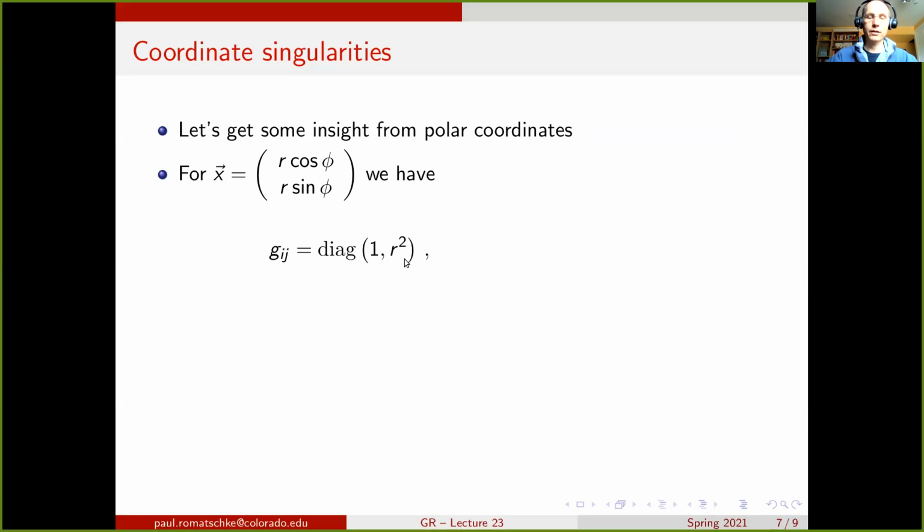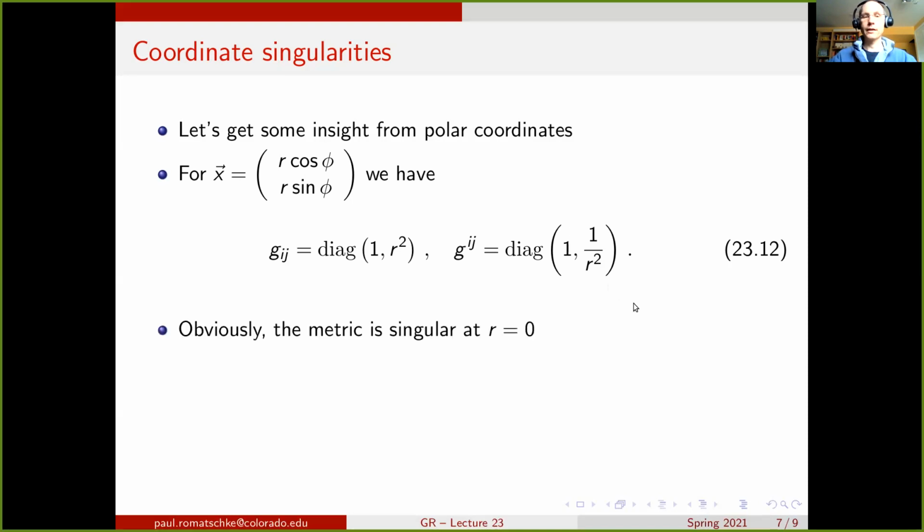Of course, we may want to invert the metric tensor, for instance, to have a metric tensor with upstairs components. In this case, we just have to take the inverse of this diagonal matrix, which is again a diagonal matrix, which now has the entries 1 and 1 over r squared. Clearly, this metric here is singular at r equals 0 because it has an infinity in the lower right-hand corner. Also clearly, this singularity is completely harmless.